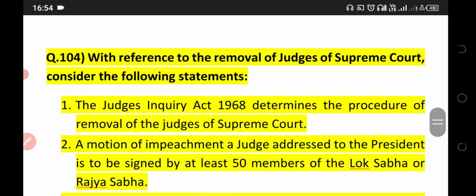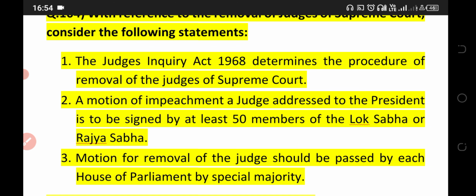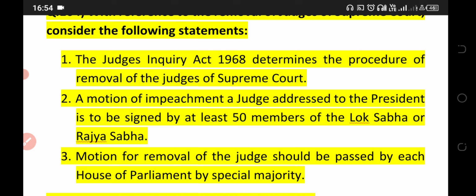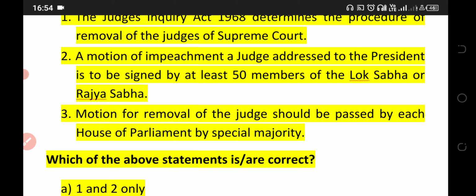With reference to the removal of judges of the Supreme Court, consider the following. The Judges Inquiry Act 1968 determines the procedure for removal of judges of the Supreme Court. A motion of impeachment of a judge addressed to the President is to be signed by at least 50 members of the Rajya Sabha or 100 members of the Lok Sabha. A motion for removal of the judge should be passed by each house of Parliament by special majority. Just only a special majority? Not at all. You know about that?